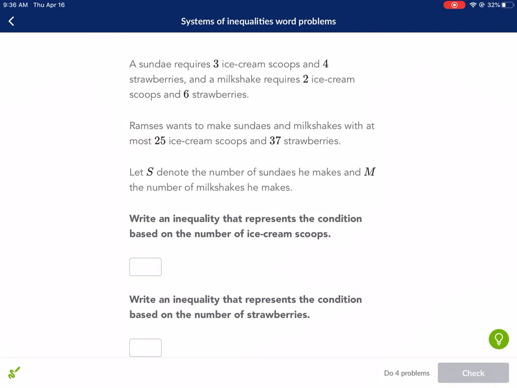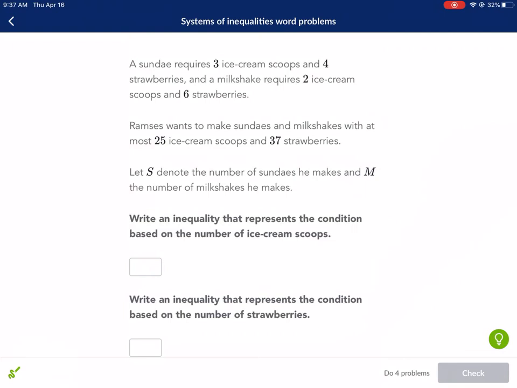So the question asks, a sundae requires 3 ice cream scoops and 4 strawberries, and a milkshake requires 2 ice cream scoops and 6 strawberries. Ramses wants to make sundaes and milkshakes with at most 25 ice cream scoops and 37 strawberries. Let S denote the number of sundaes he makes and M the number of milkshakes he makes. Write an inequality that represents the condition based on the number of ice cream scoops.